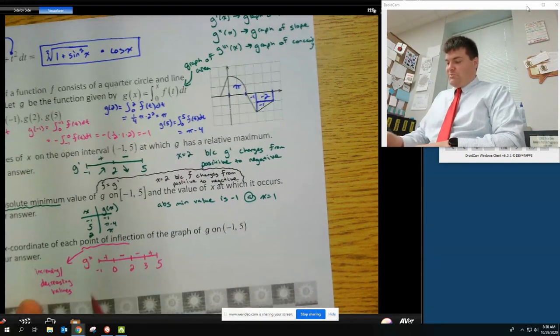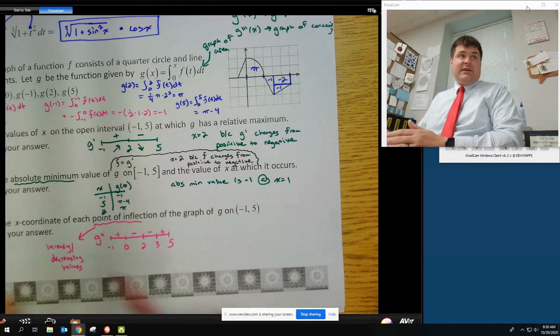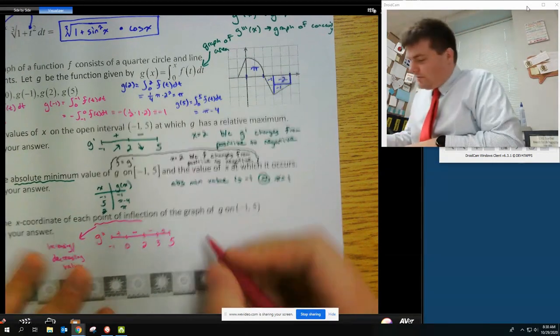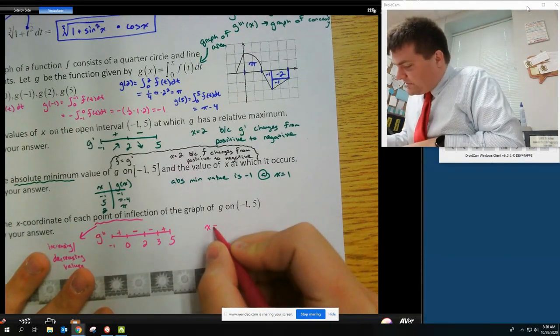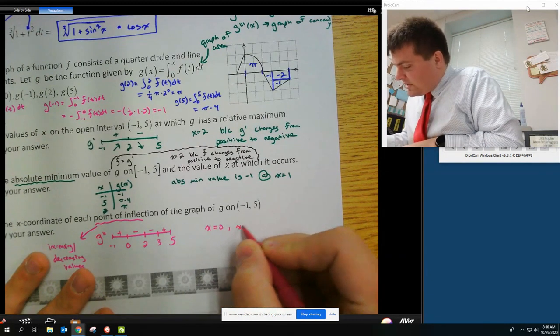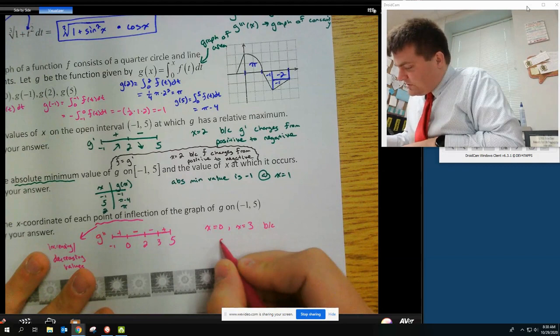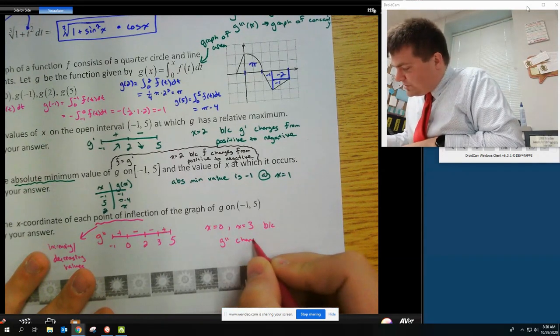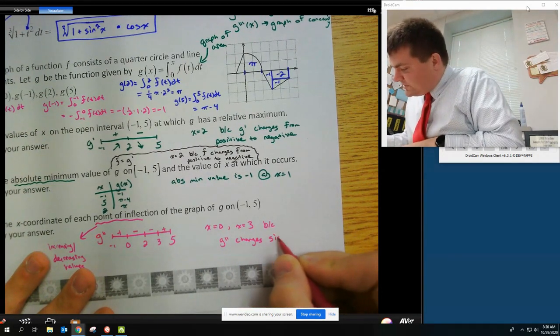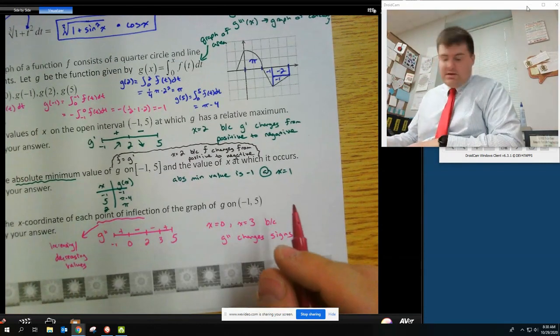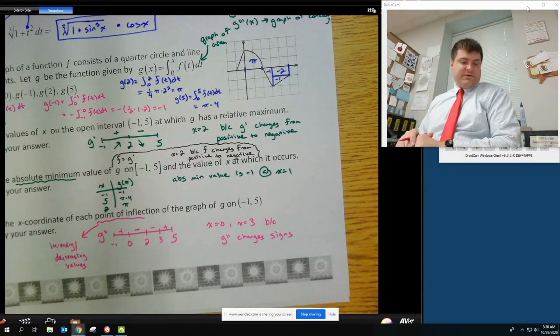Okay, so I'm just showing this work for you. So now I can tell where are my points of inflection. Well, they're at x equals 0 and x equals 3. Why? Because G double prime changes signs. And that's enough. We're good to go right there.